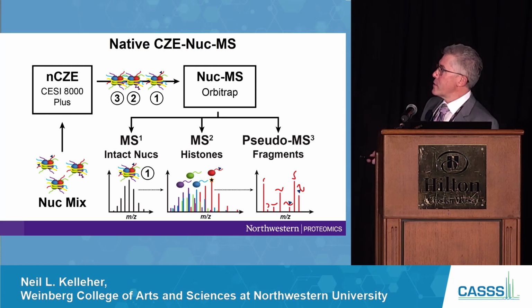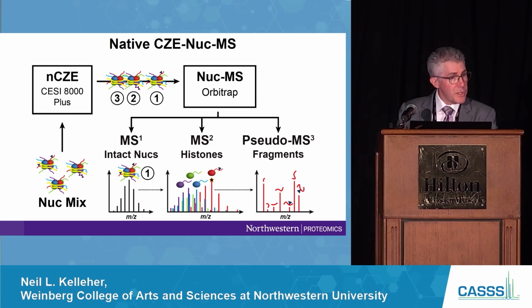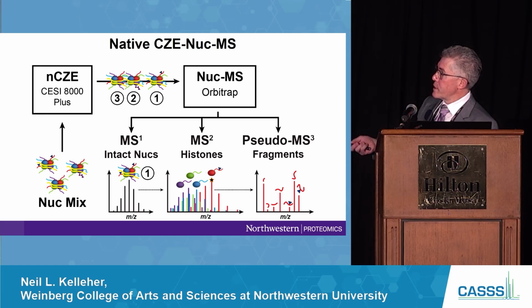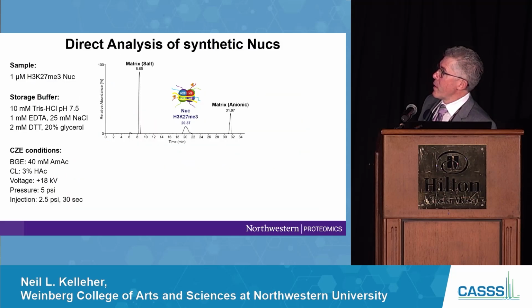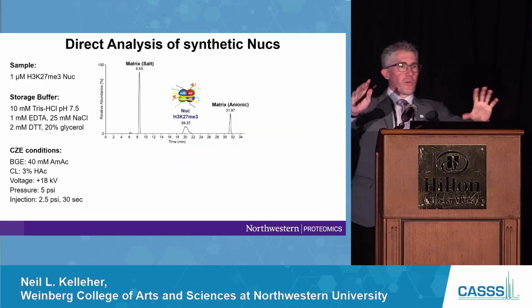But a couple of years later, I had a student show that this was possible: to take the complex of a nucleosome, eject out the 4 histones, and then fragment the ejected histone proteoforms and get site-specific PTM information in a pseudo MS3 event. And this is the paper that came out of this, 2021. There's Kevin again. And this really blew my mind.